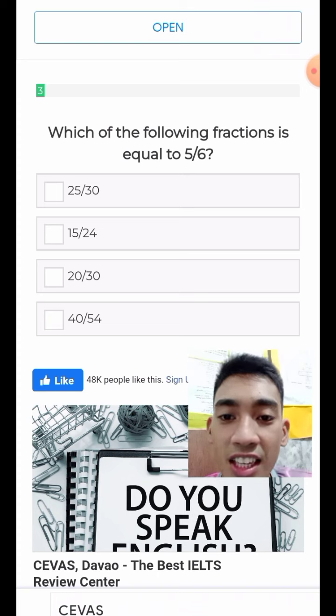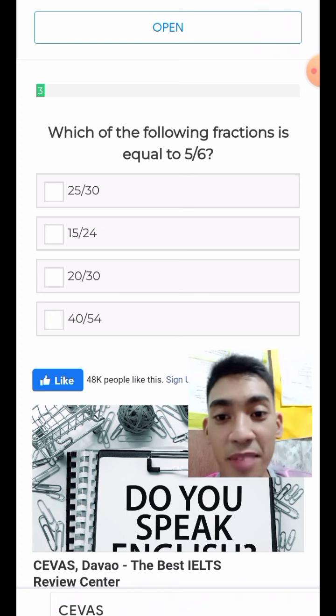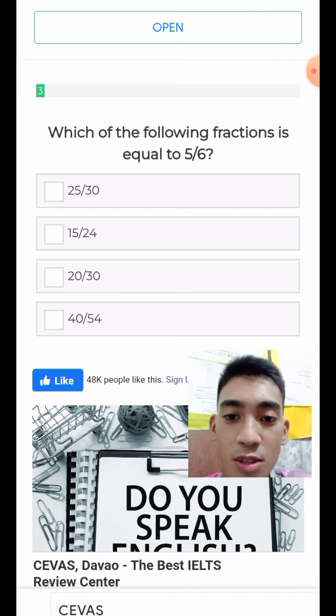It's obviously 25 and 30, because the GCF of 25 and 30 is 5. 25 divided by 5 will give us 5, and 30 divided by 5 will give us 6. So 25 all over 30.